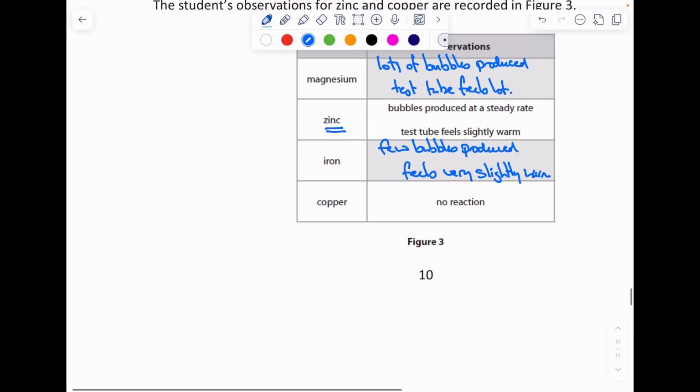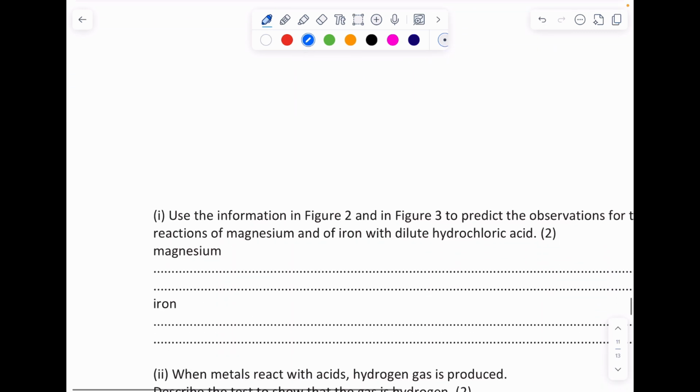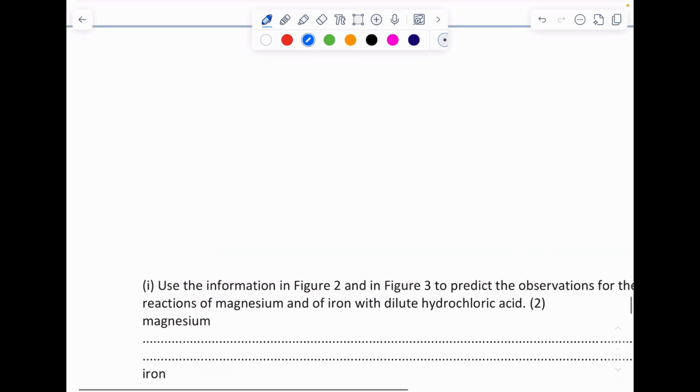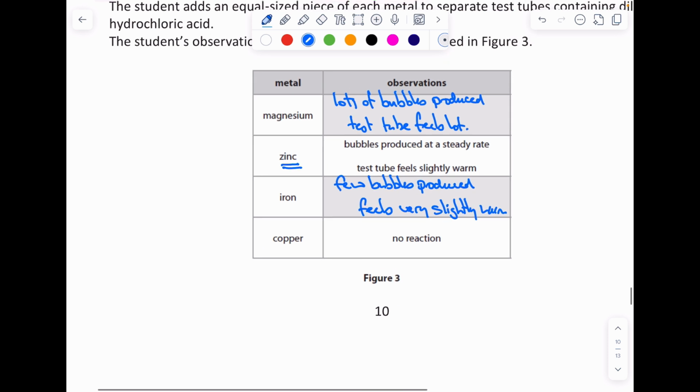Marks wise, to this, the answer to this question here, you can see there's 2 marks. So you need to get one of these facts. So for example, if you said there's lots of bubbles, you get the mark. You don't have to talk about heat in the same answer to get the mark for that.